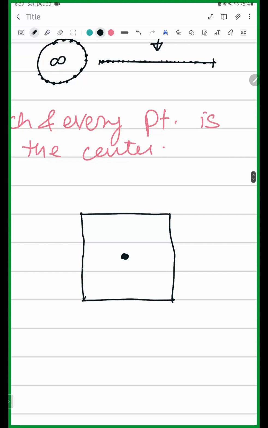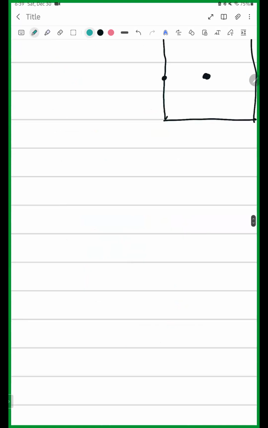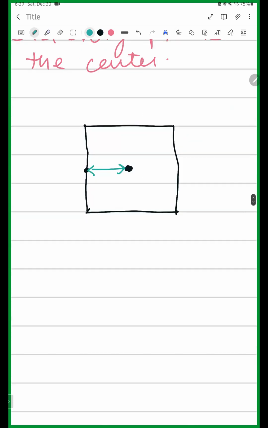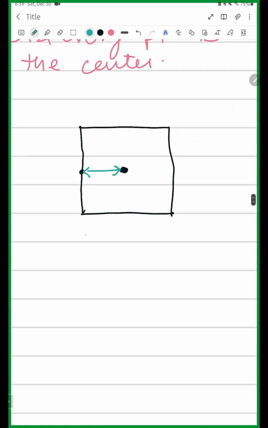Now, let's consider this point. The distance between this point and the center of the square is some distance. It could be anything. If the side of the square is A, then this much will be A by 2, because this is exactly the center. That's why this is going to be A by 2, and similarly, this one will also be A by 2. We'll come to that a little later.